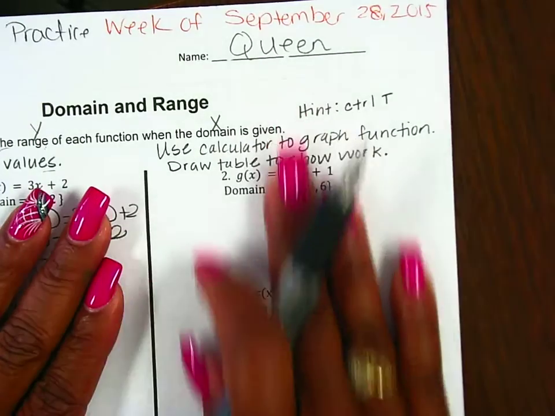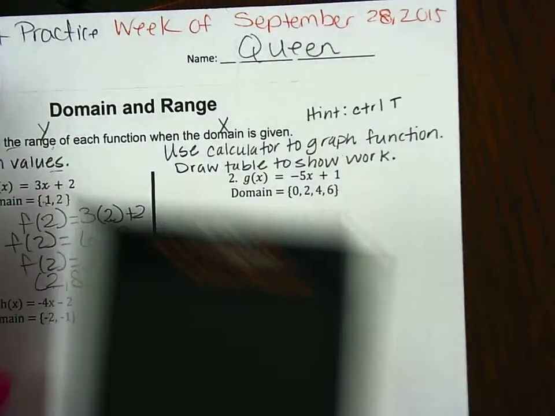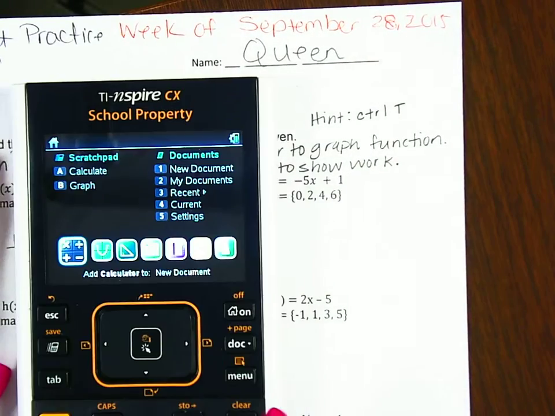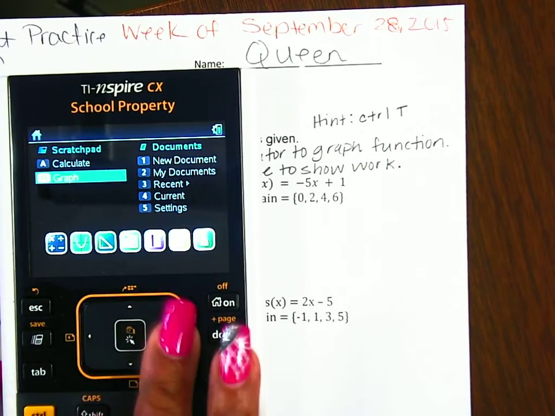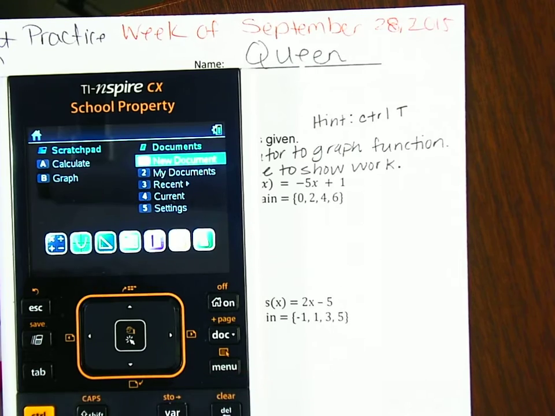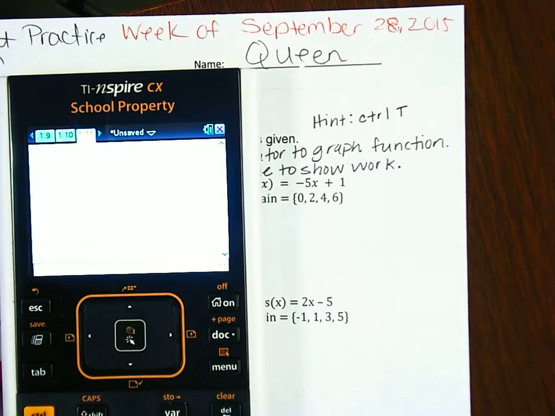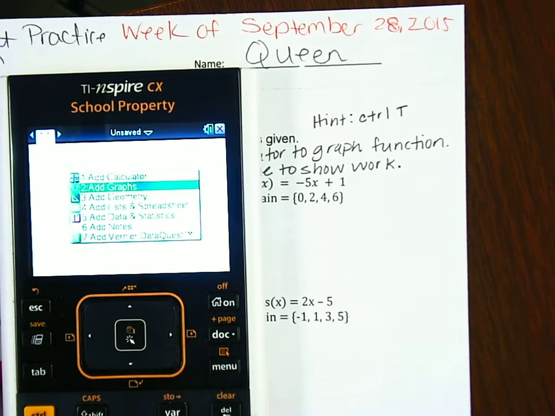However, on this right-hand side, you're going to go to your calculator and turn it on. That's where you need to do it at school, unless you have one at home. Go to new document, enter. I don't want to save anything. I do want to add a graph. Enter.